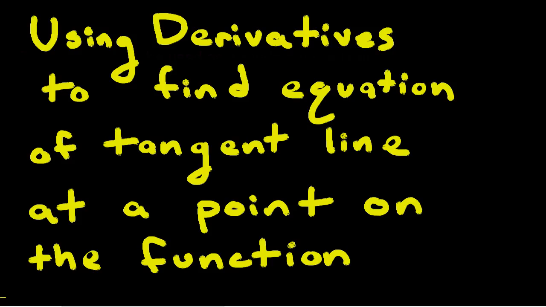All right, in this video, we're going to learn very specifically how to use derivatives to find the equation of the tangent line at a point on the function. So again, just to give you a little bit of a picture idea of what's going to happen here, if we have a function, and let's graph a cool looking function here, and I said, okay, here is a point right here on the function. What is the equation of the tangent line at that point?